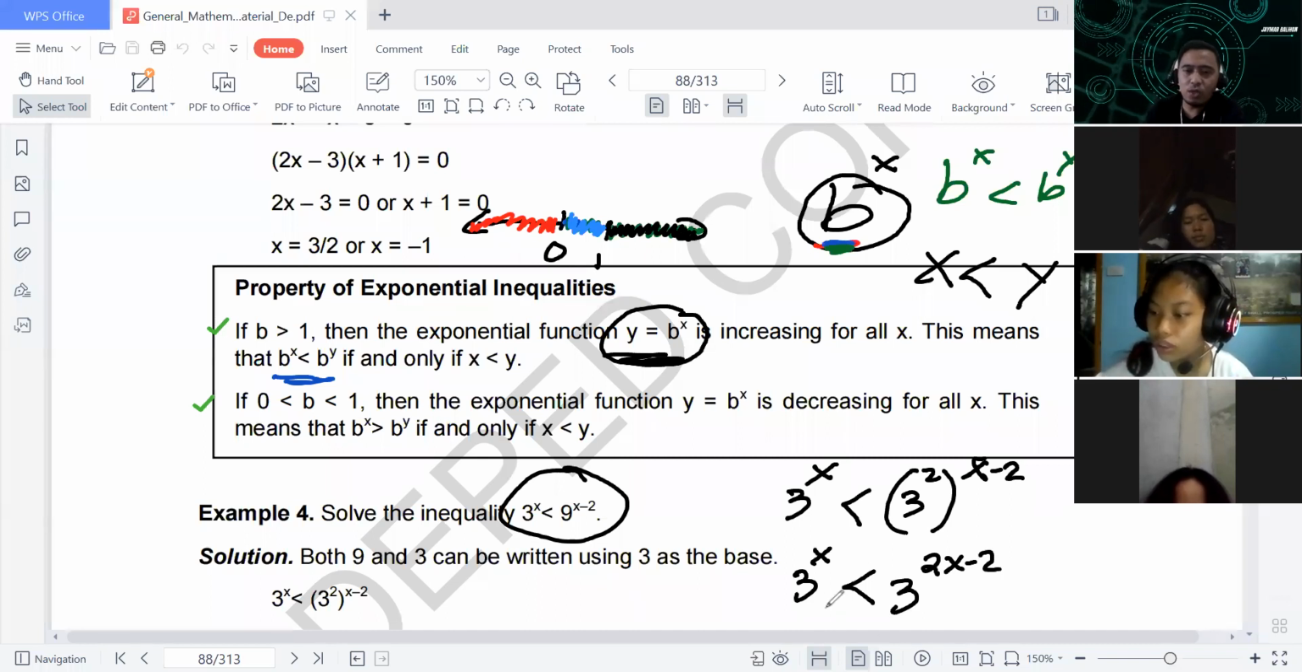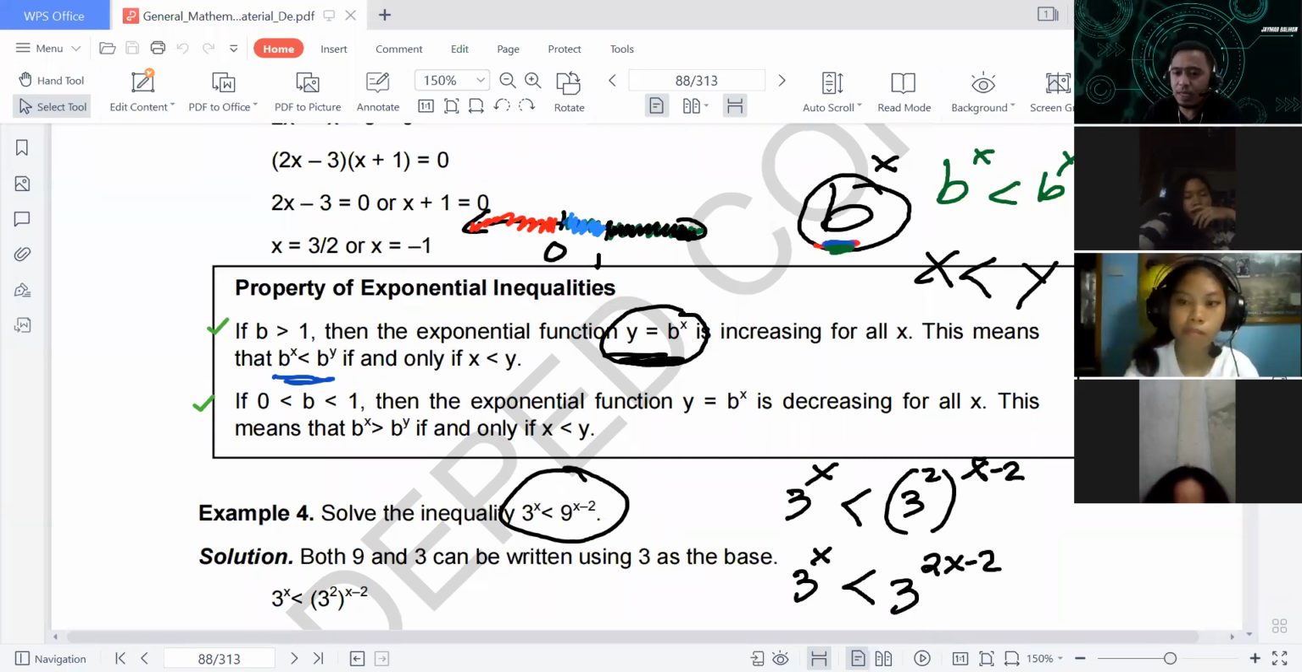Okay, now you look at the value of b. In this number 3, what is b? Is it greater than 1 or in between 0 and 1? Greater than 1. Since it is greater than 1, as we said earlier, you copy the same inequality. So it's less than. So it will be x less than 2x minus 2.